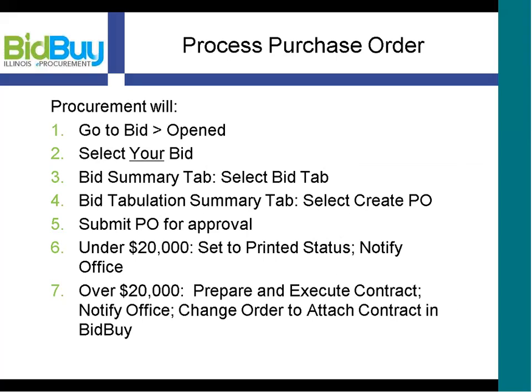We will take the bid where you've recommended award. We will create a PO and submit that PO for approval. For an under $20,000 procurement, we will set it to what's called a printed status and notify you so that you can contact your vendor that they can proceed or that the procurement is approved. Over $20,000, we will prepare and execute a contract. We'll notify you like we do now, emailing that contract to you and to the vendor so that work can start. Then we'll come back into the system and attach that contract via a change order, so that it's also viewable that way.